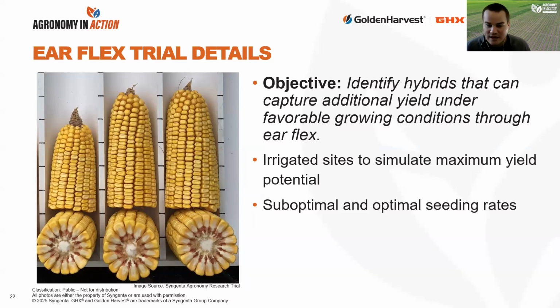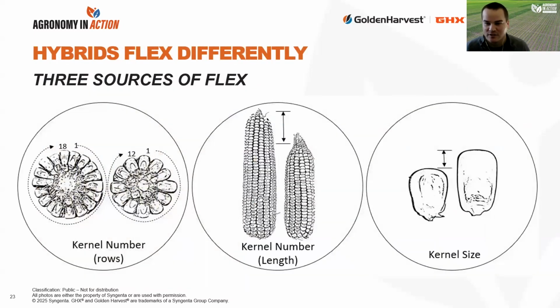So we looked at a couple different hybrids, trying to determine where the ear flex is coming from. And for ear flex, there's really three different ways. You can get more kernels per row. You could also get more kernel length of that ear. Or the last type of ear flex would be an increase in kernel size. And ear flex through kernel size is really that hidden yield potential. That's one that you're not necessarily going to see walking through a field, looking at how a hybrid ear flexes. You may see bigger ears, longer ears, but it's hard to see the difference in kernel size in terms of ear flex.